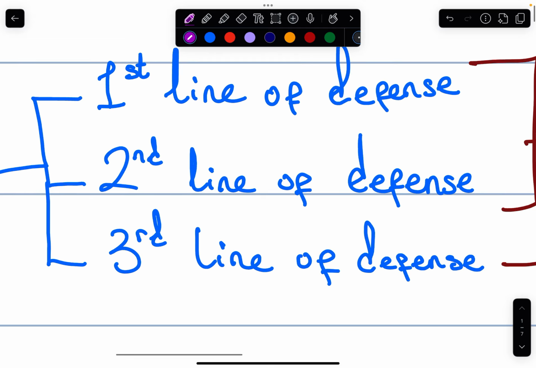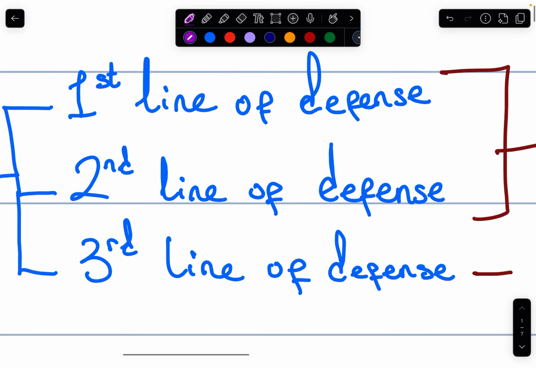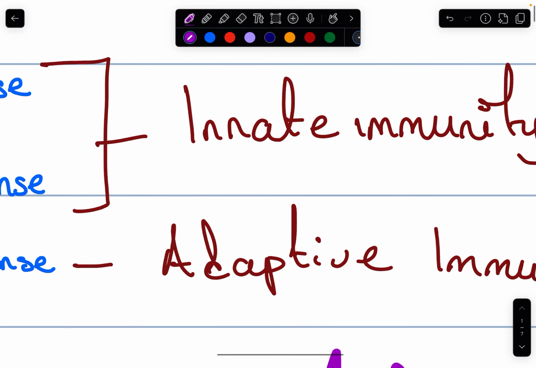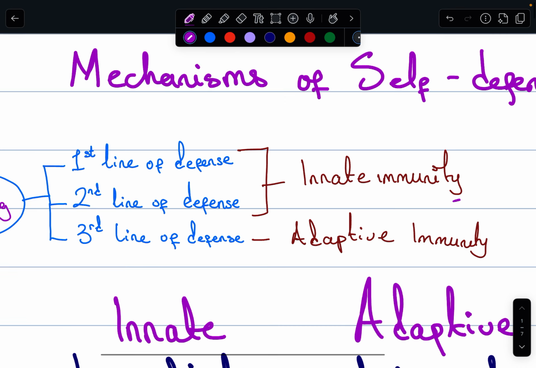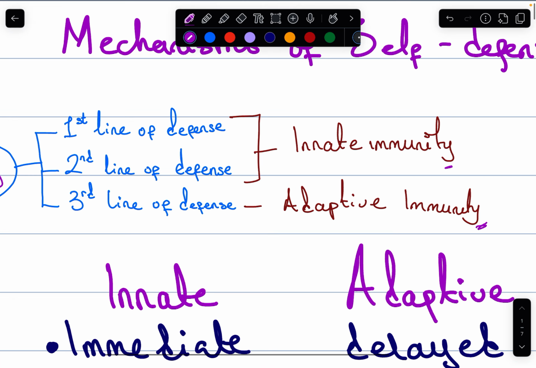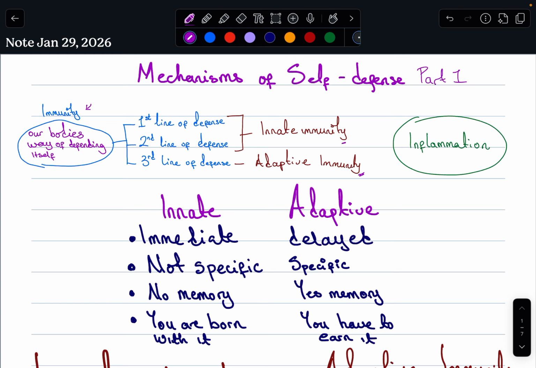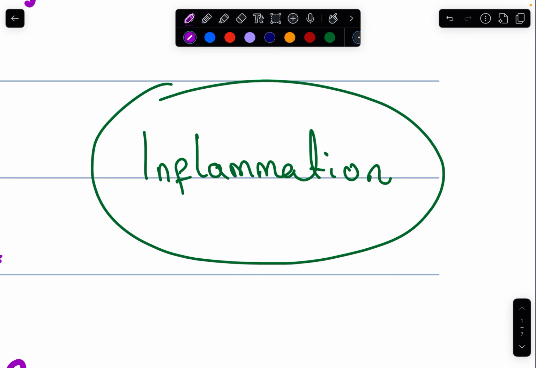And now there's 3 lines of defense that our body has, right? So we have the first line, the second line, and the third line. But the thing is, the first and second lines of defense are grouped into one called innate immunity, while our third line of defense is just called adaptive immunity. Okay, and now I'm gonna go over the differences between innate and adaptive immunity. We're also gonna talk about inflammation, but inflammation is a member of the second line of defense. So keep that in mind.